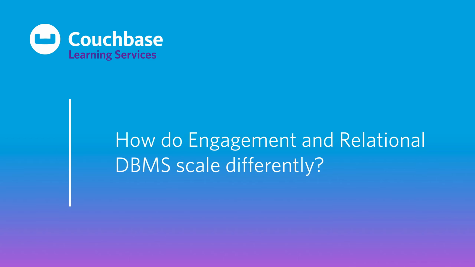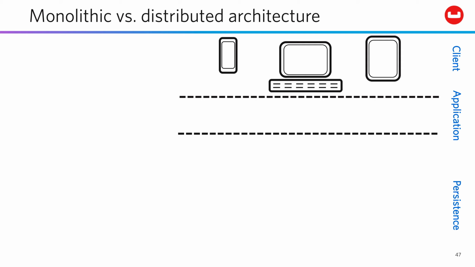Elasticity is critical to most any public-facing application. You never know when the waves are going to hit. Engagement and relational databases take fundamentally different approaches to scaling. Let's take a look. Most software exists these days in three tiers: client, application server, and database server.